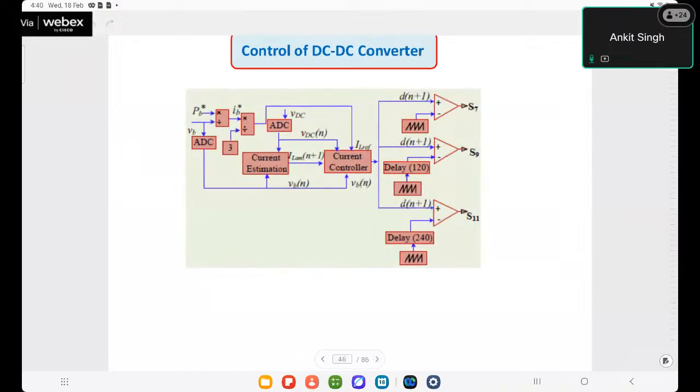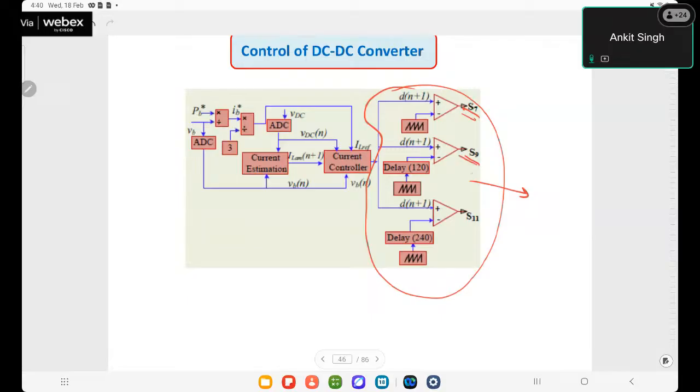So this is the control of the three-phase interleaved DC-DC converter. It is a conventional one. These are the PWM pulses for the three switches S7, S9, and S11, which are connected at the lower side. There is a 120-degree phase shift between the PWM signals of these switches.